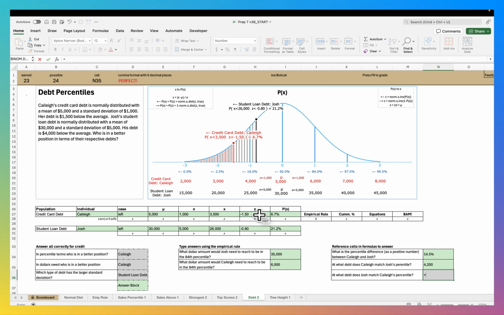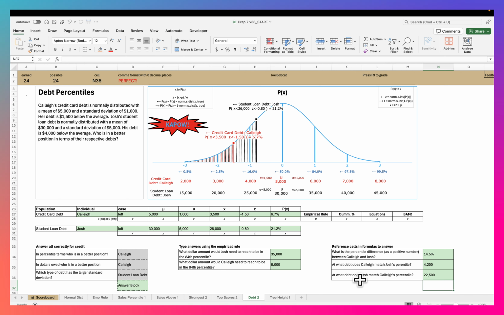And at what debt does Josh match Kaylee's? So it's Kaylee's z-score times Josh's standard deviation plus Josh's mu. Kapow! And we're done. Okay, so that last one, what it means for Josh to match Kaylee's percentile, in other words, that black line would come down here if Josh only owed 22,000 instead of 26,000.